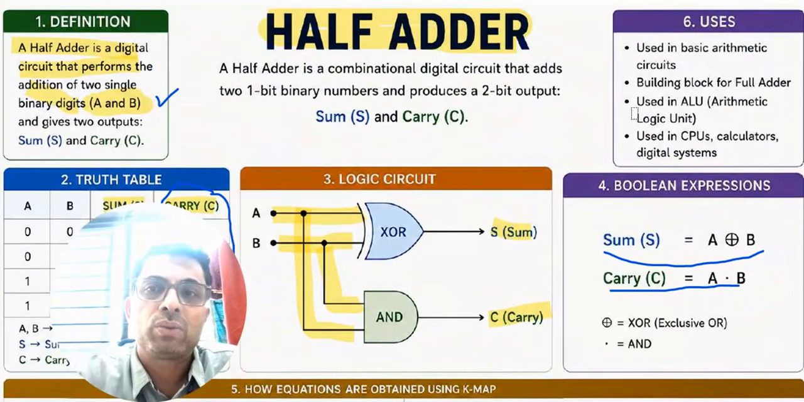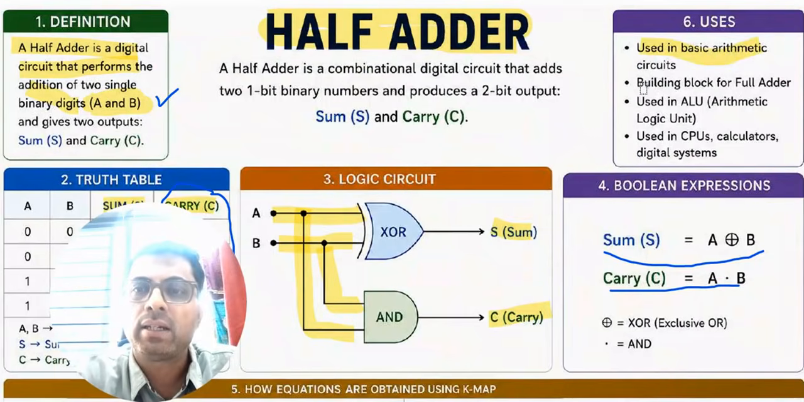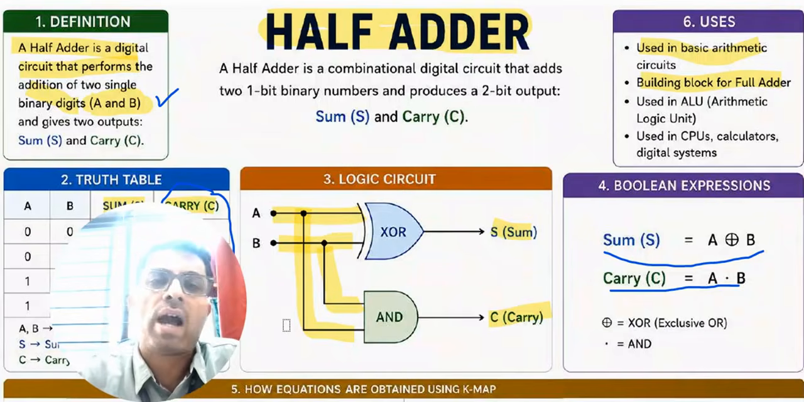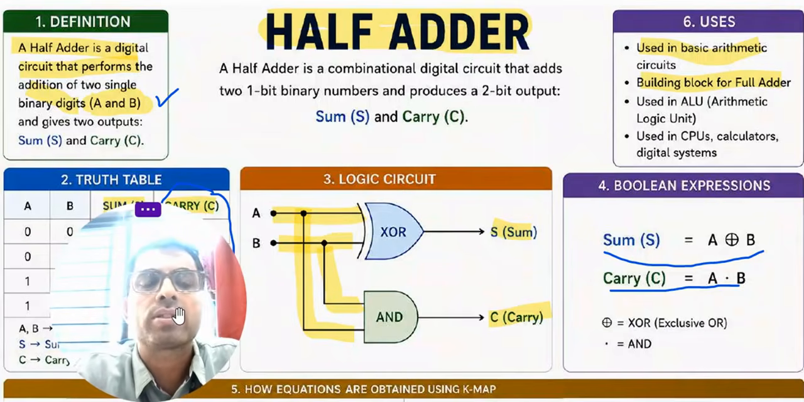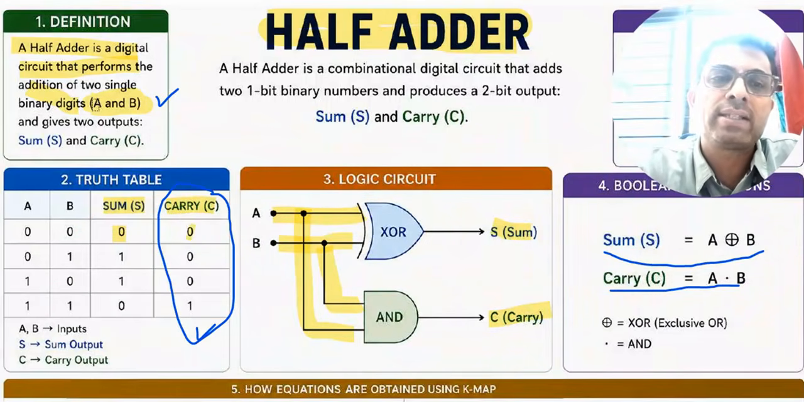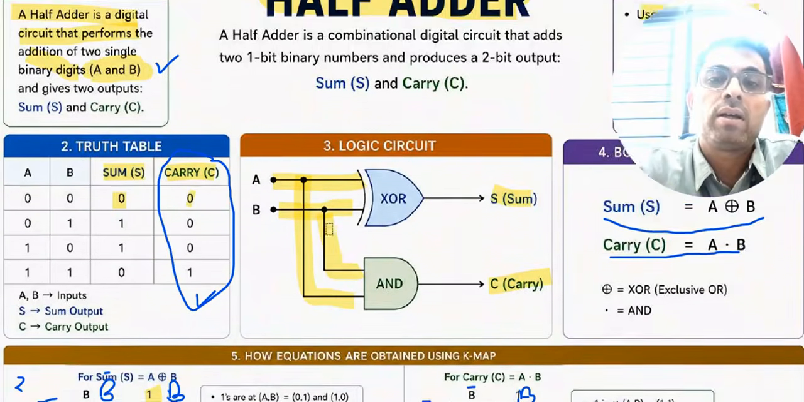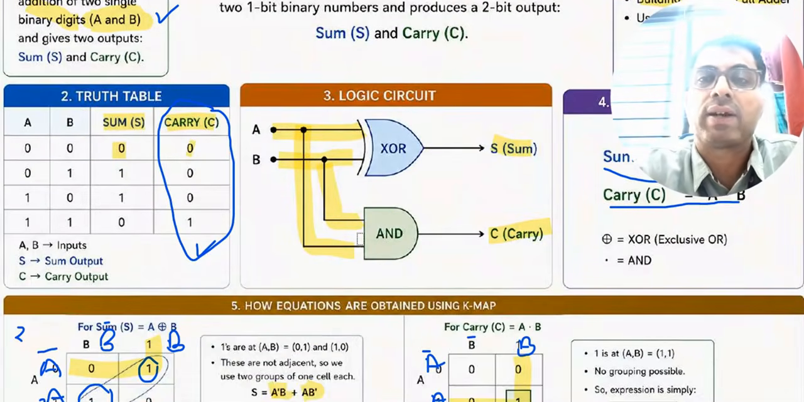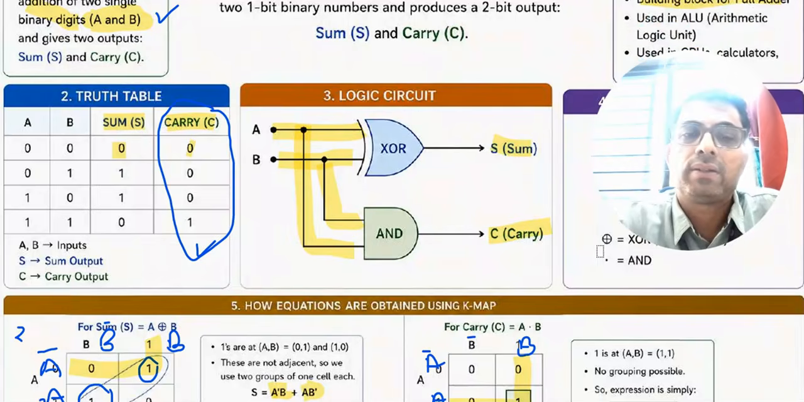Right? So uses are also mentioned here. It is used in basic arithmetic circuits, as building blocks in the full adder, and used in the CPU, calculator and digital systems. So this is all about half adder. The question can be 4 marks or 6 marks in the examination. The important thing is that you need to write this definition, truth table, this equation, K-map and this final design. Okay.